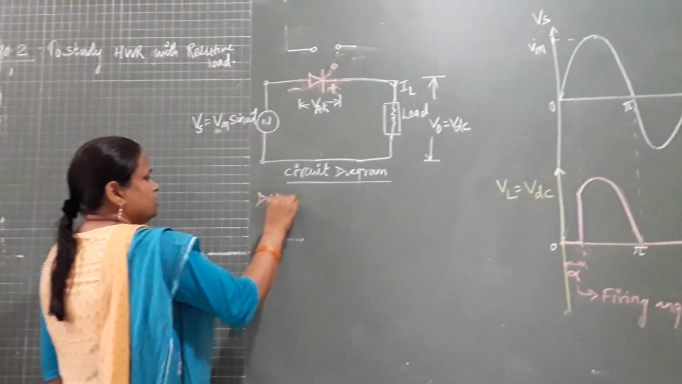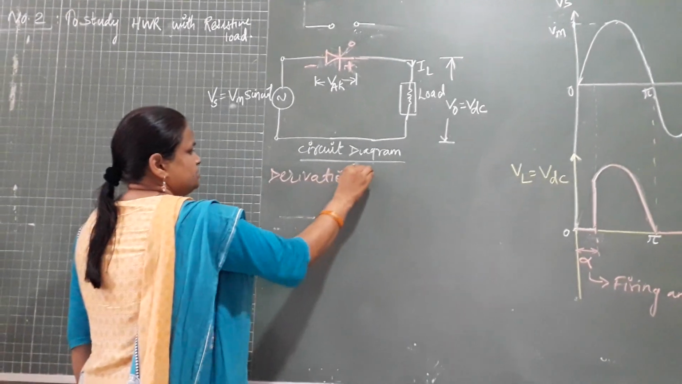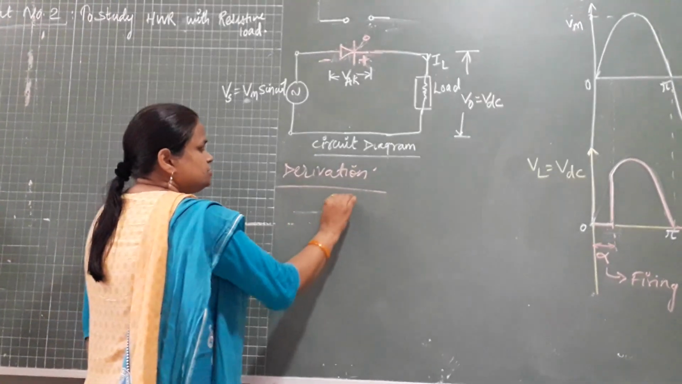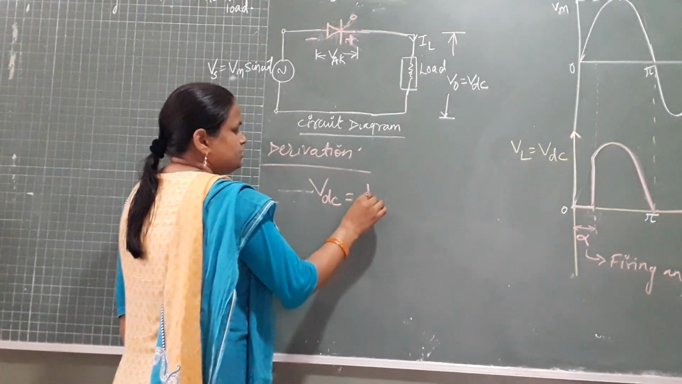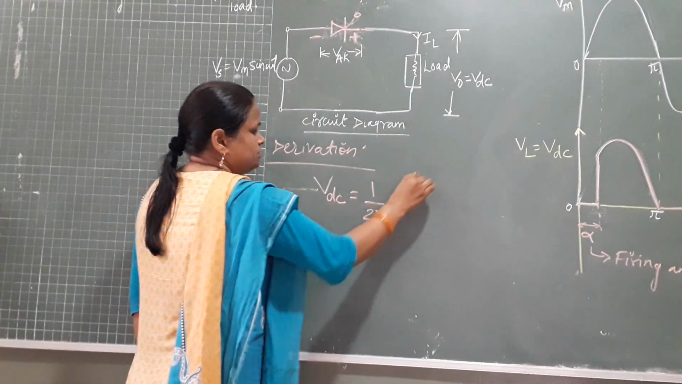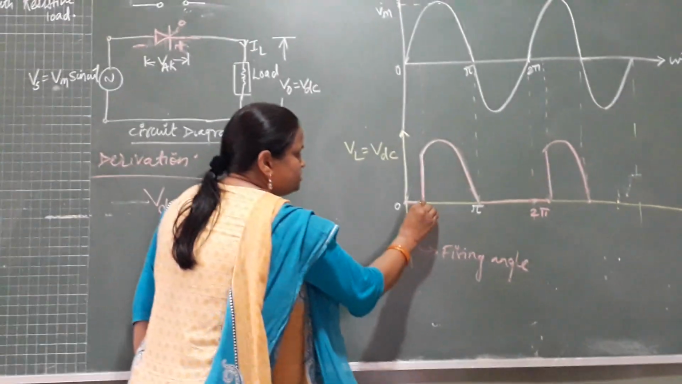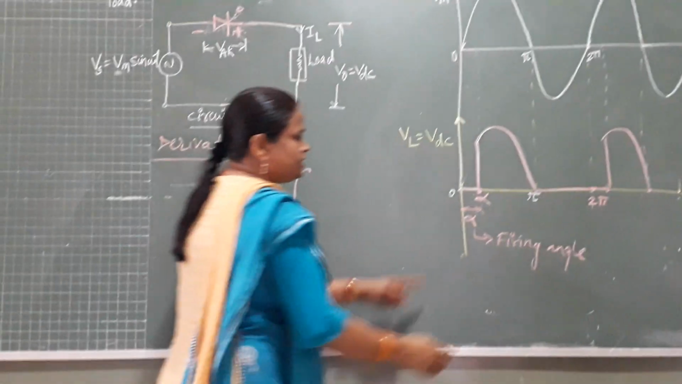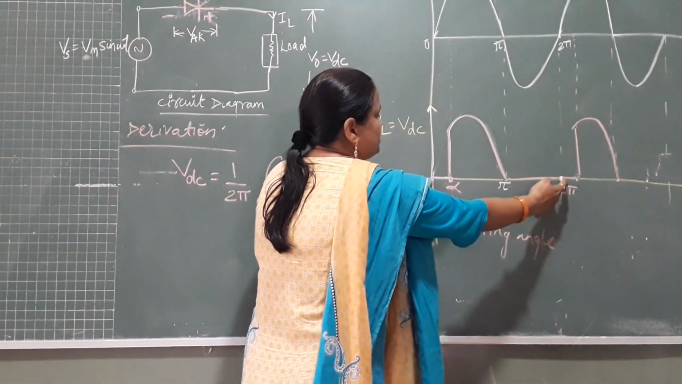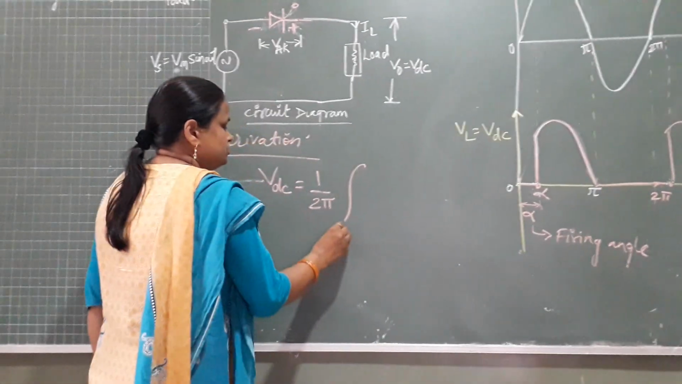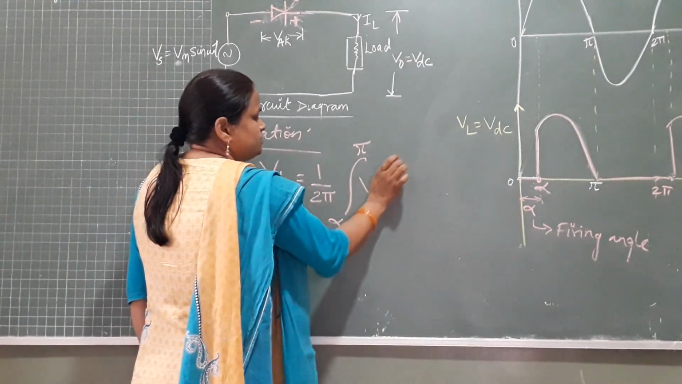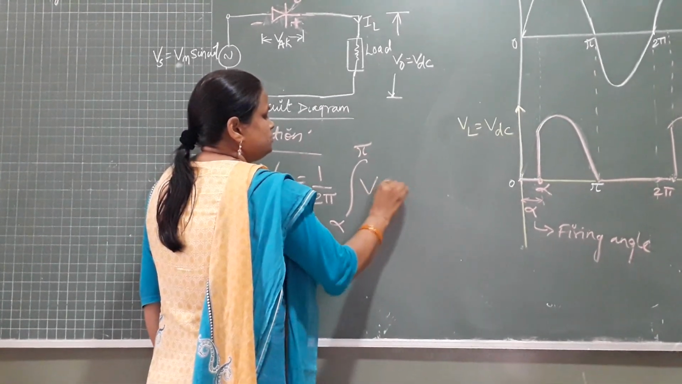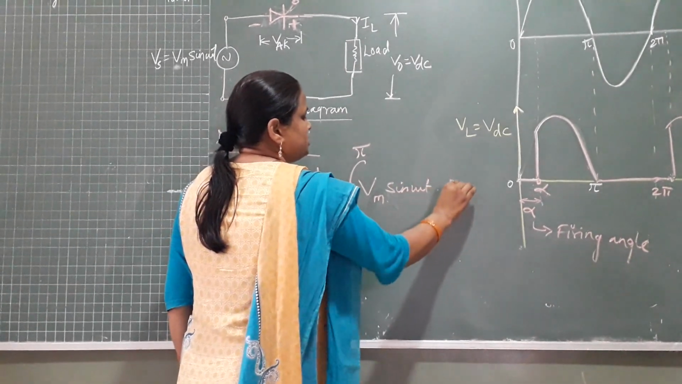Let us find out by derivation how much voltage is being converted. VDC, the output signal, will be equal to, integrating over one cycle, 1 by 2 pi. If you take one cycle, you get output only in the half cycle, so let us integrate from alpha to pi. This will be Vm sin omega t d omega t.